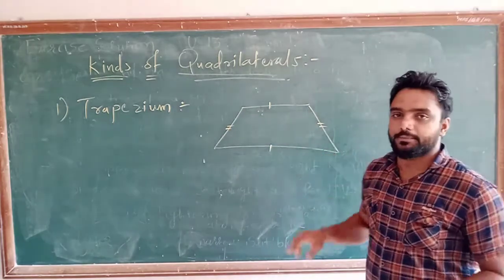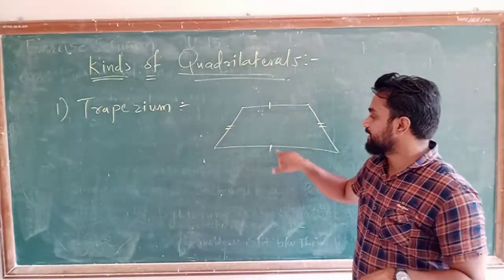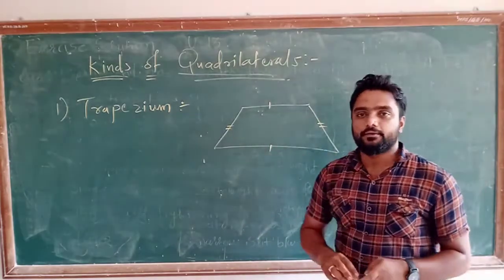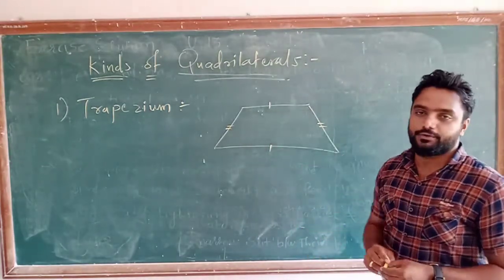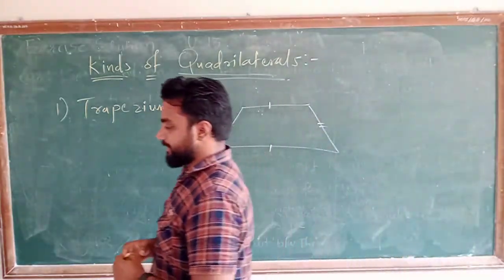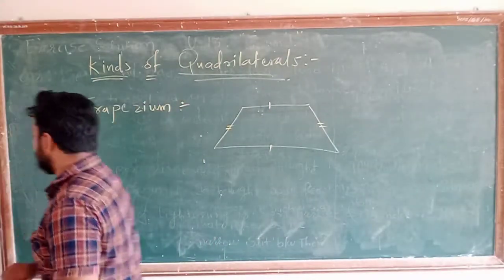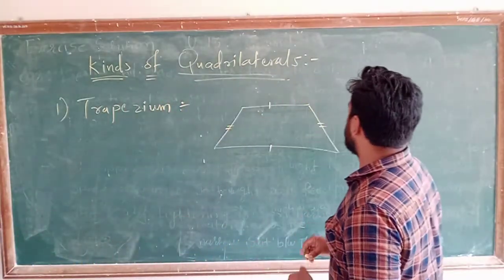So here, according to the figure, in my quadrilateral one pair of opposite sides, pair meaning two sides, opposite sides, are both parallel to each other, so that quadrilateral is called what? Trapezium. Okay, I am drawing another figure of a trapezium.